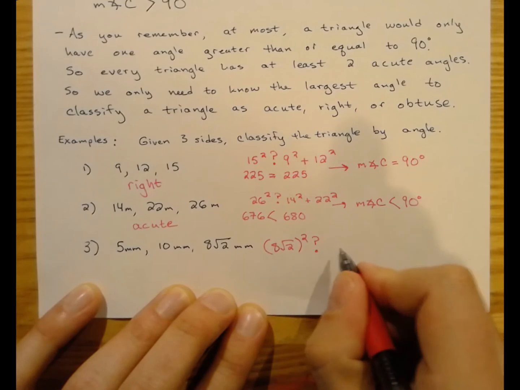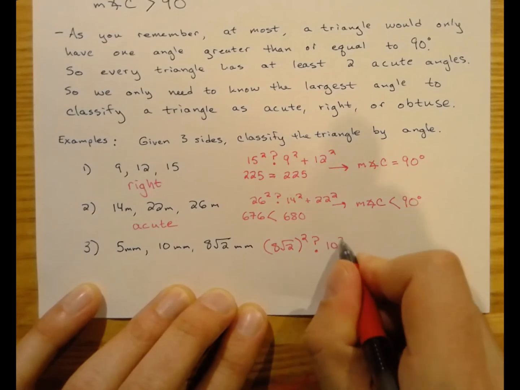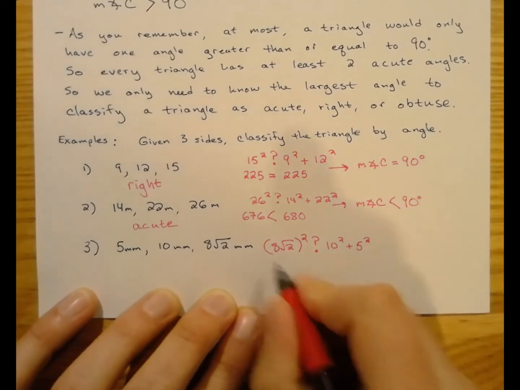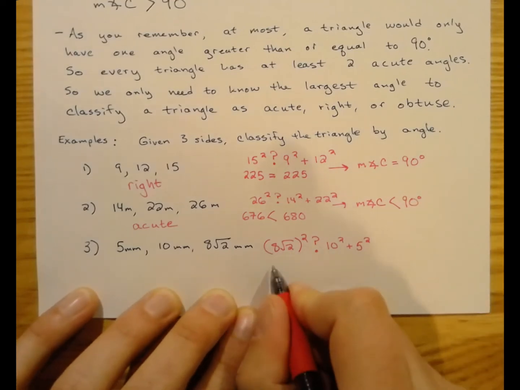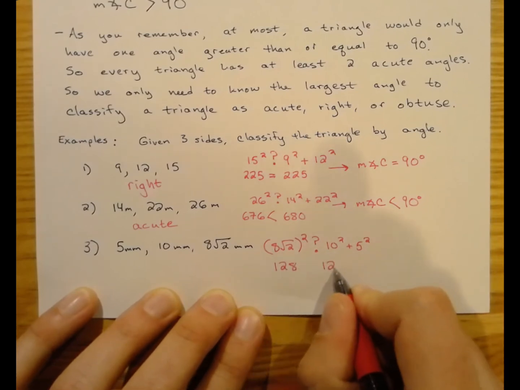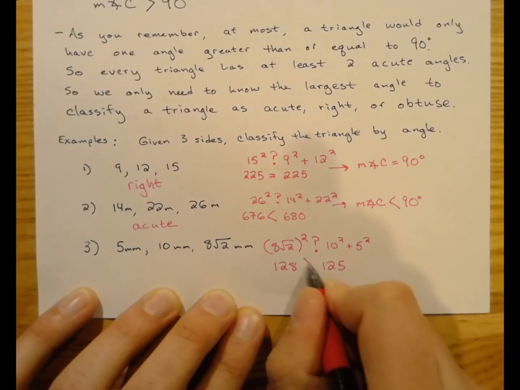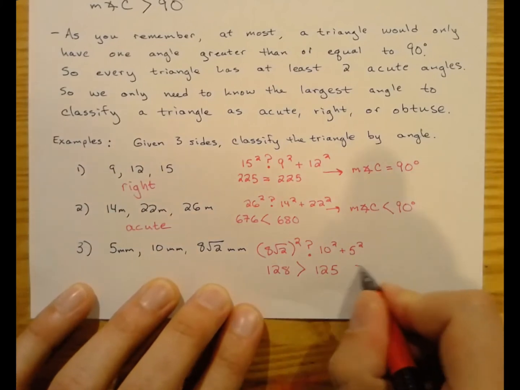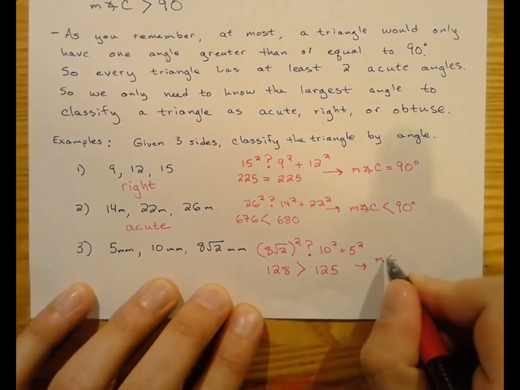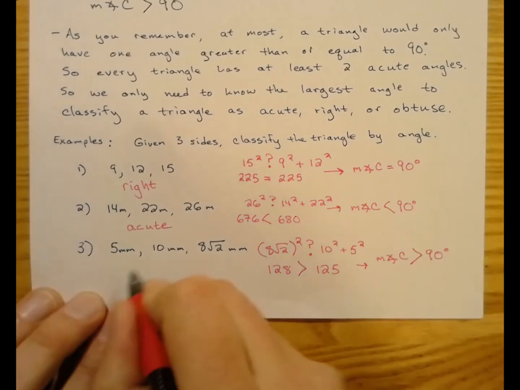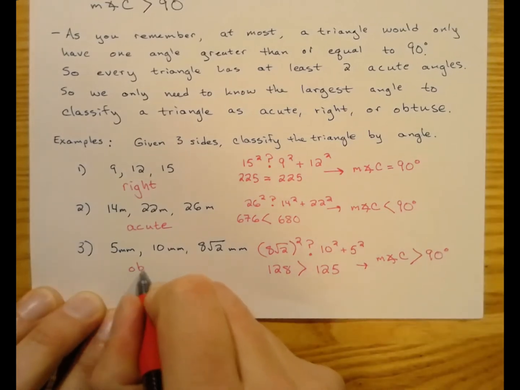So we'll square that and compare that to 10 squared plus 5 squared. So here we have 64 times 2, which is 128. 100 plus 25 is 125. And in this case, c squared is greater than a squared plus b squared. That means the measure of angle C is greater than 90 degrees, and this triangle is obtuse.